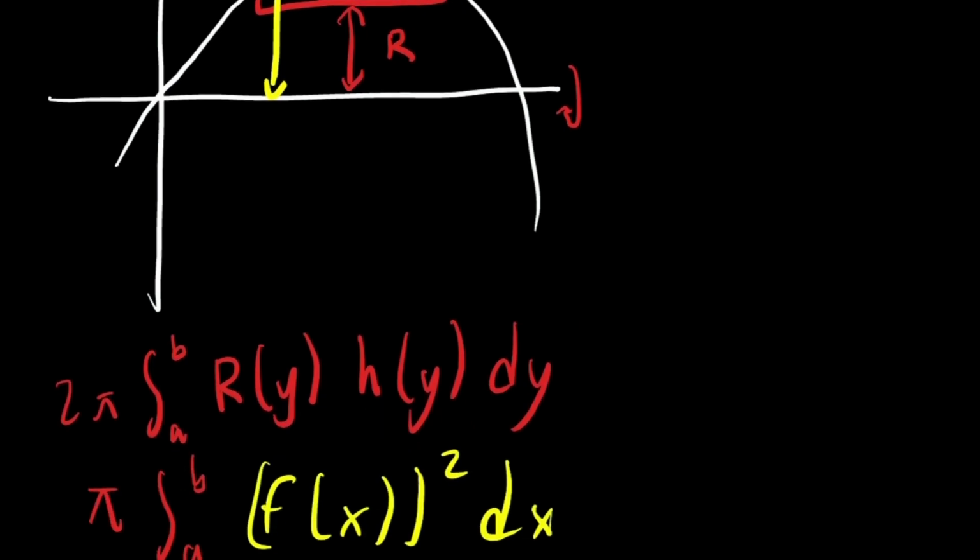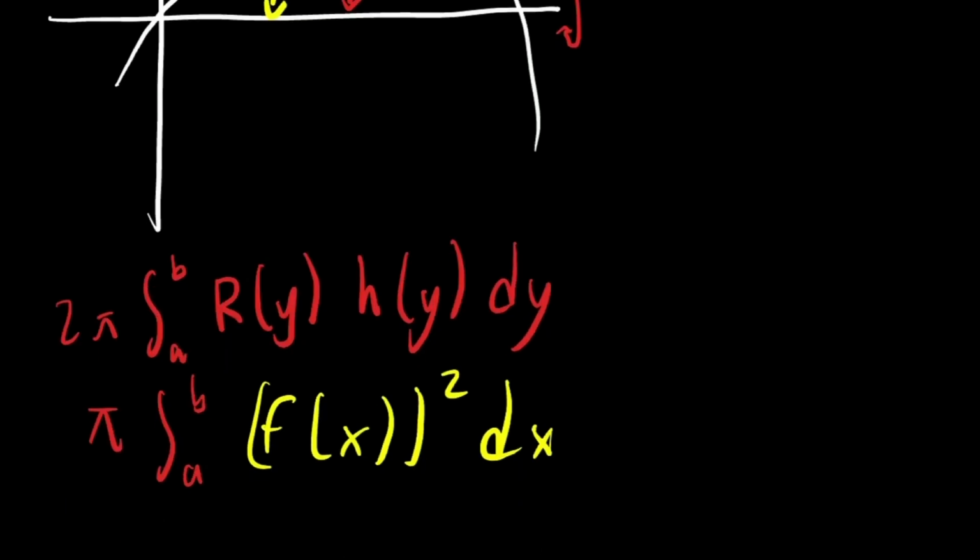Some situations, shell method would be easier. I generally lean on disk method or washer method. It's generally easier for me to understand, but we'll go through some problems nonetheless.